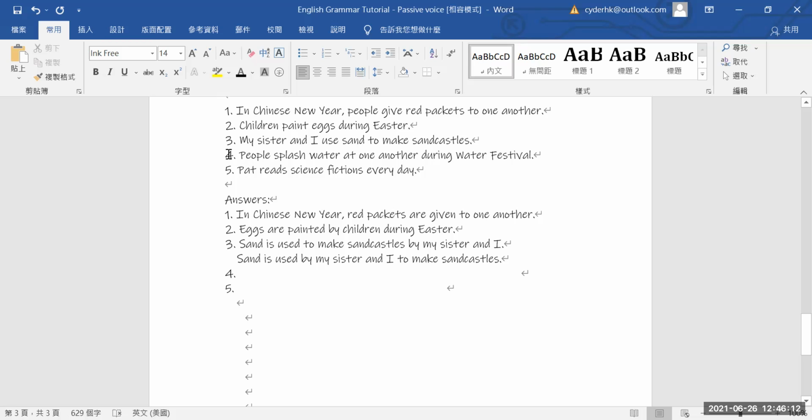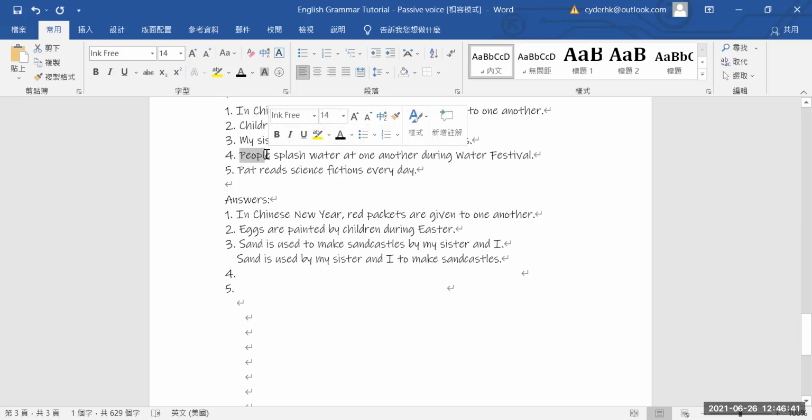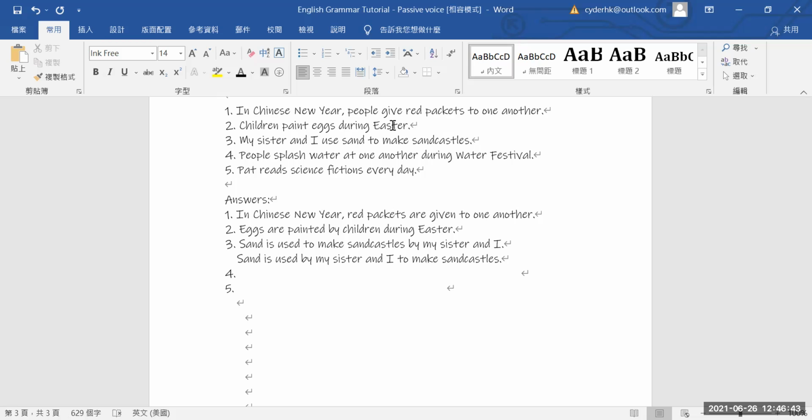So number 4, people splash water at one another during water festival. During water festival, we'll leave it at the end. So water is the object, we put it at the very first. Splash means that it is present tense. Water is uncountable. That means we use is. Water is splash, past participle means splashed. Water is splashed. People, I told you I will not use people as the doer. Water is splashed at one another during water festival. So this is the answer.